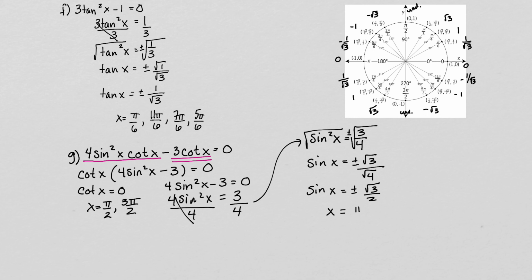Pi over 3, yep. Anyplace else? 2 pi over 3, yep. Anyplace else? 4 pi over 3, yep. And 5 pi over 3. Yep. So basically all the pi over 3s are all the places where it's plus or minus. So in this problem, you have 6 answers, right? I have pi over 2, 3 pi over 2, then pi over 3, 2 pi over 3, 4 pi over 3, 5 pi over 3.